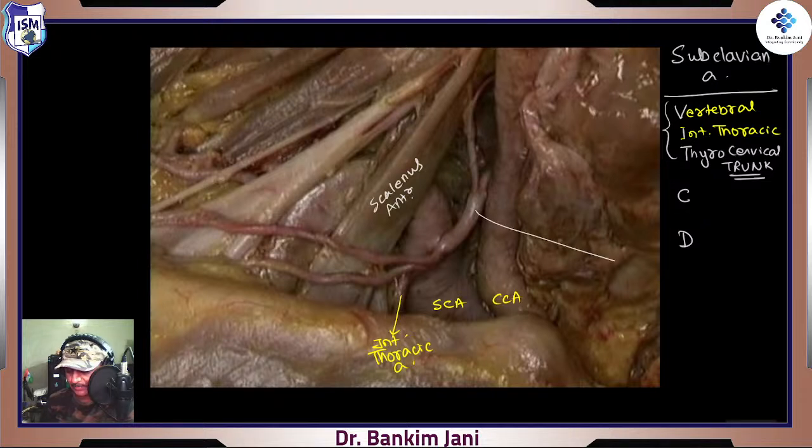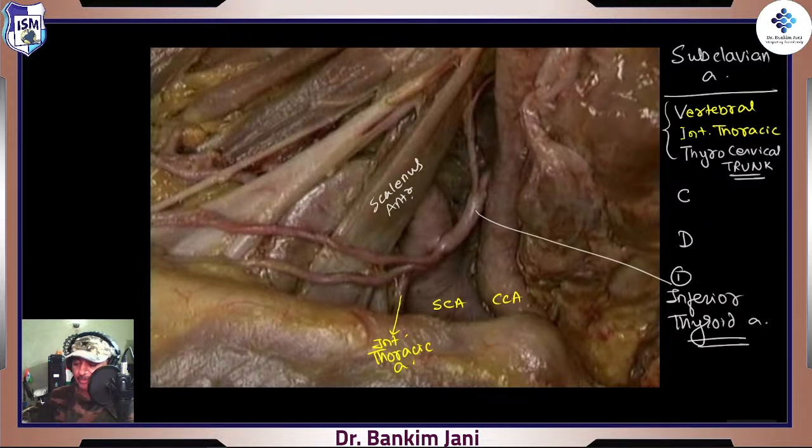So here it is. This is the inferior thyroid artery. So that's one. All of them are of thyrocervical. So where is thyrocervical? We'll just point like this. This one is the thyrocervical.